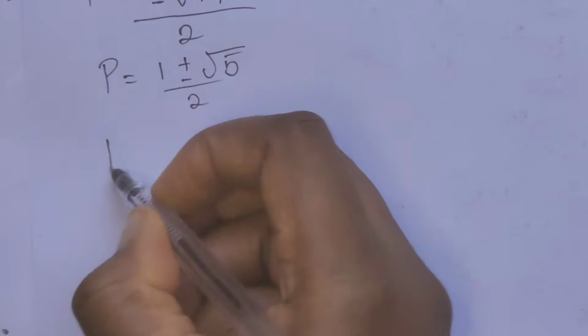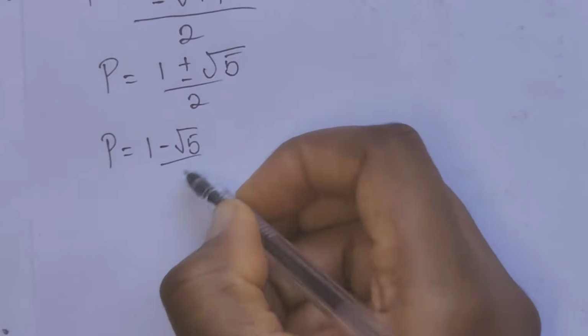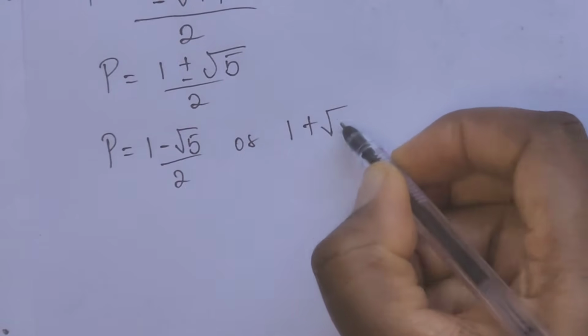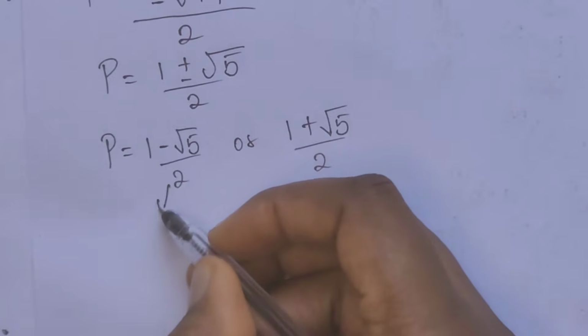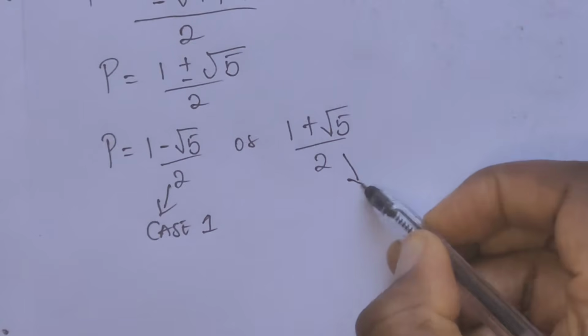This simply means that p is equal to 1 minus root 5 over 2, or 1 plus root 5 over 2. So we'll name this case 1, and this will be case 2.